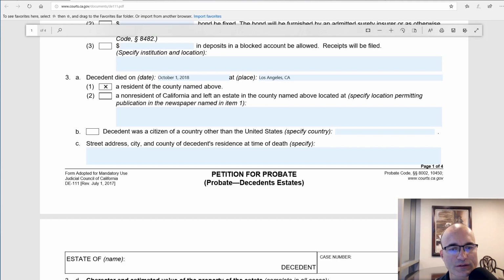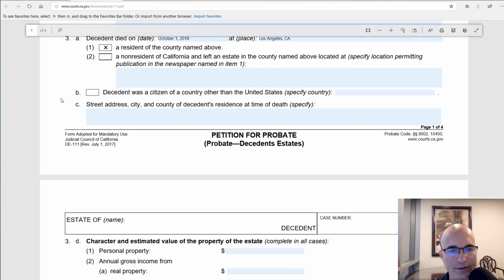So if I'm going to file this petition in Los Angeles County, then that has to be the county where the decedent resided at the time of their death. If it isn't, then you shouldn't be filing this in Los Angeles. If they resided in San Mateo County, then that's where you should file this, not Los Angeles. The other alternative is if you have somebody who resides outside of California, but they left some real property in the state of California, then you would file this in the county where the property was located. But most of the time, you're going to be under 3A1, a resident of the county.